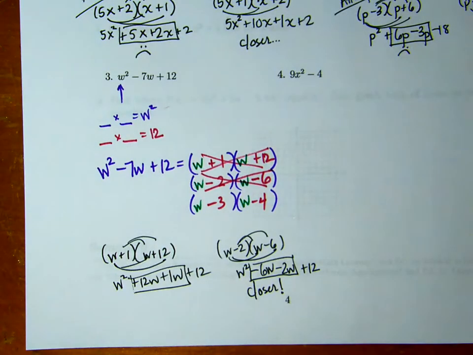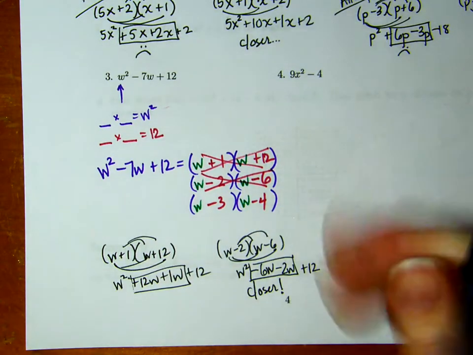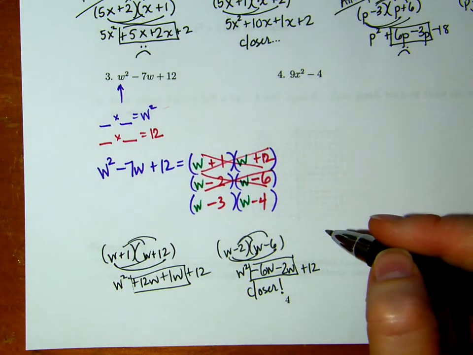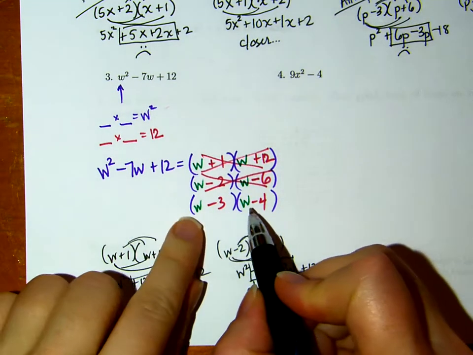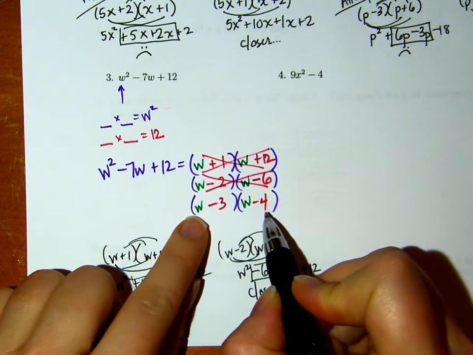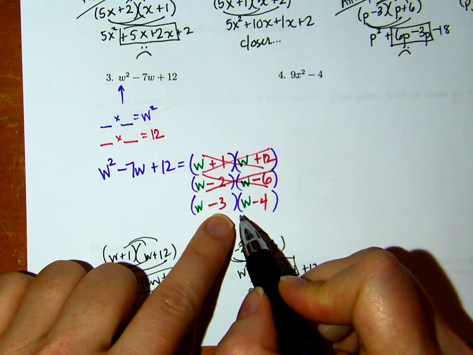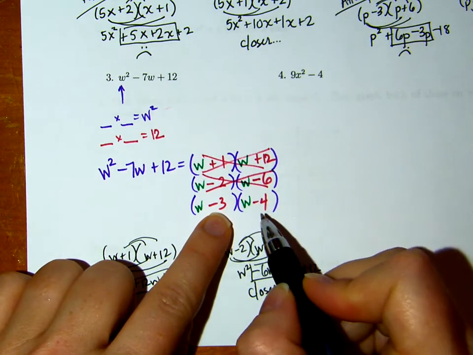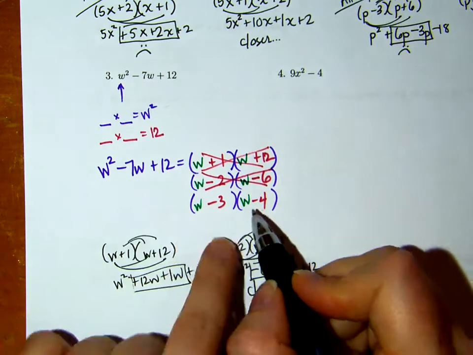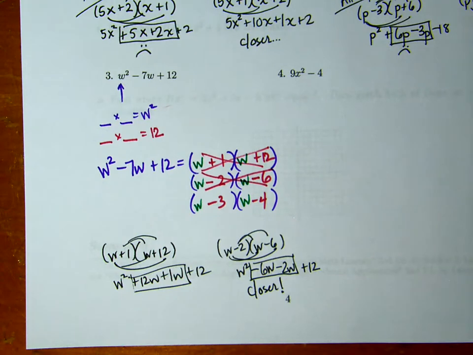So maybe it's 3 and 4. And then, of course, we check it. So, I would see W squared minus 4 W's minus 3 W's. So that really is -7 W's. And then -3 by -4 makes positive 12. That is our factoring.